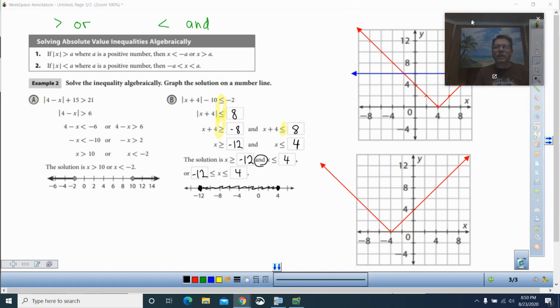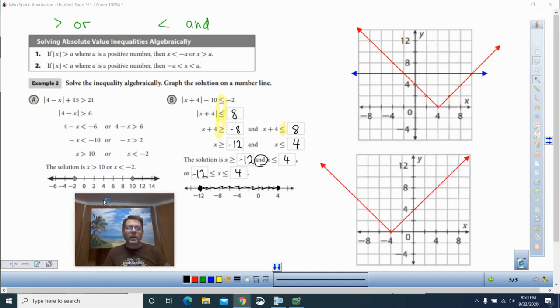Let's go over here and grab our calculators. How would we do that on the calculator? Okay, so we have 4 minus x plus 15, and that right there is going to end up giving us this red graph. Oh, excuse me, I apologize. It's 4 minus x, the absolute value, gives us this red absolute value, and then the 6, right?